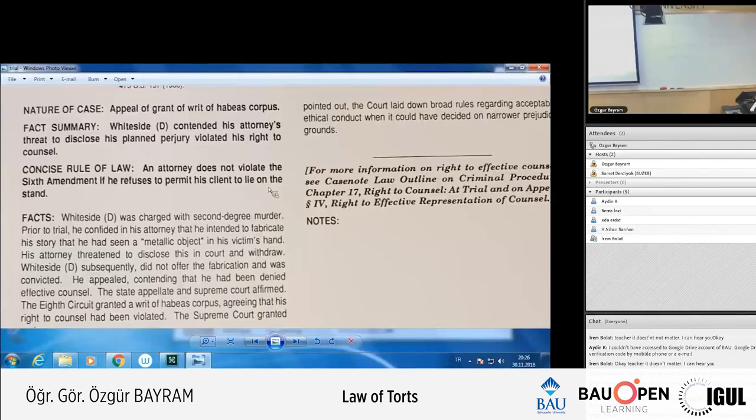His right to counsel is violated. Excellent. Not thus, but thus. Thus. Well done. And then what happened? Did the appeal court and the state supreme court accept his appeal? Yeah. Someone else? Well done. Thank you. That was excellent.